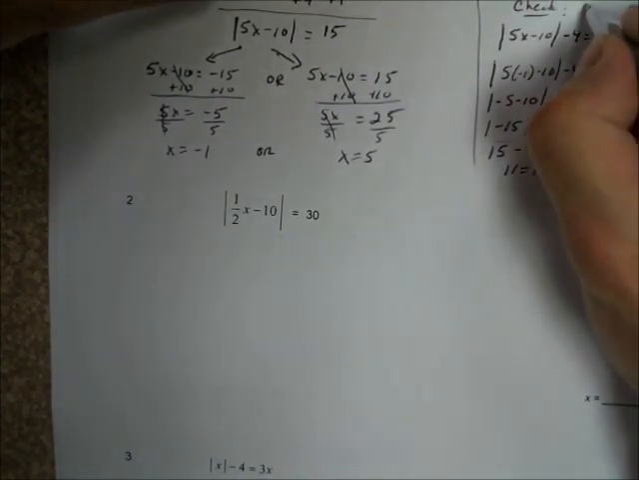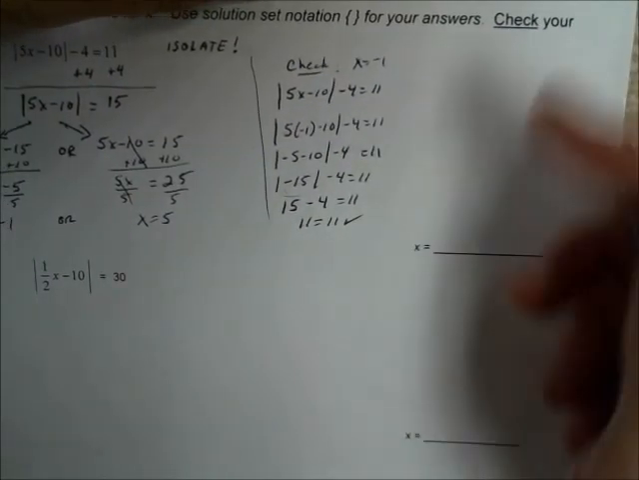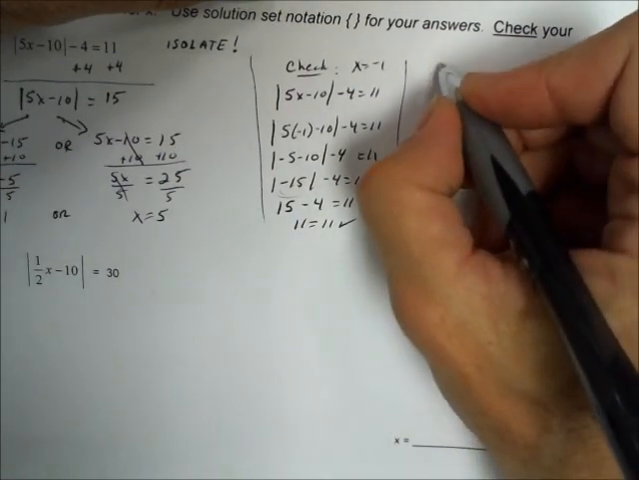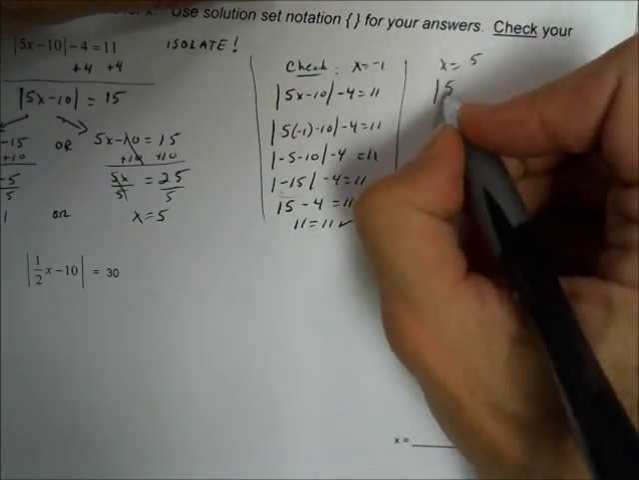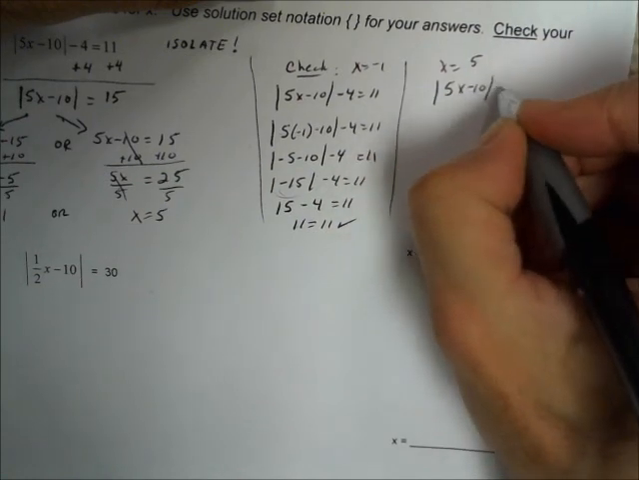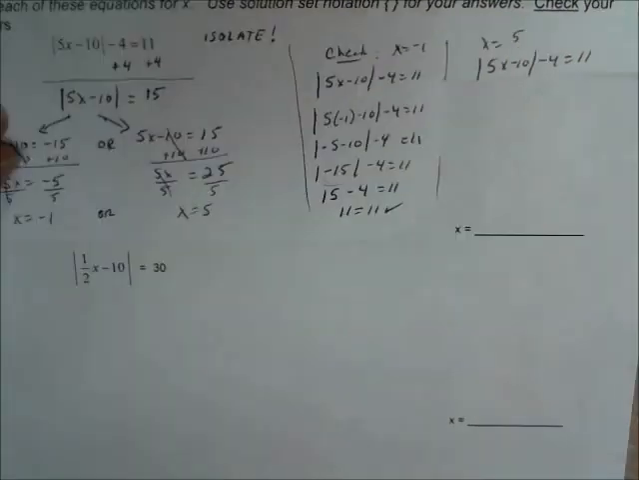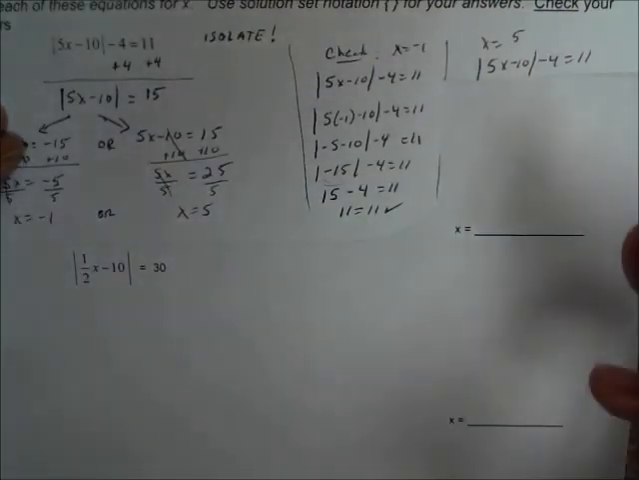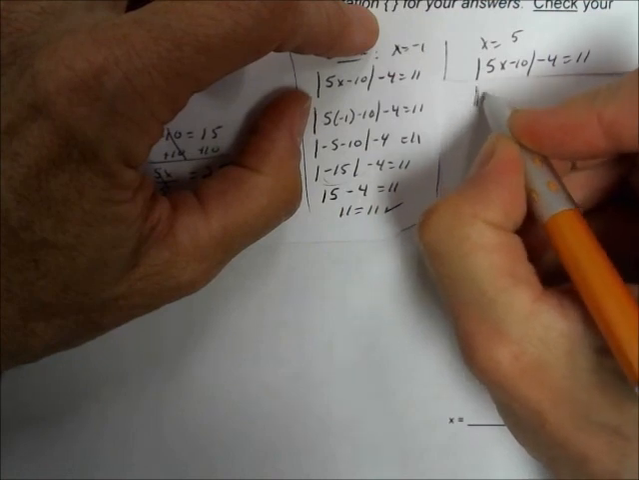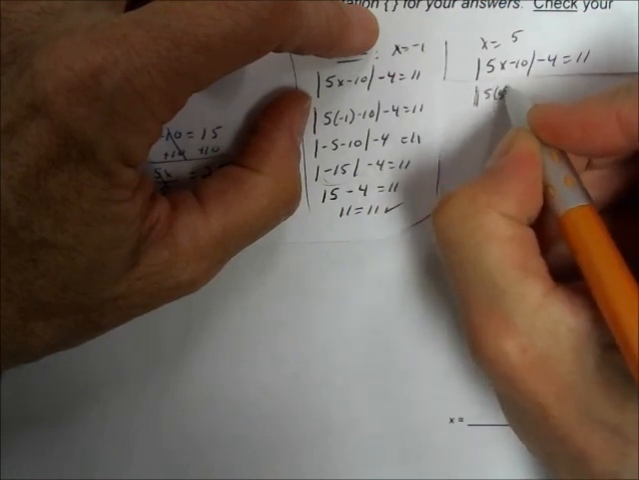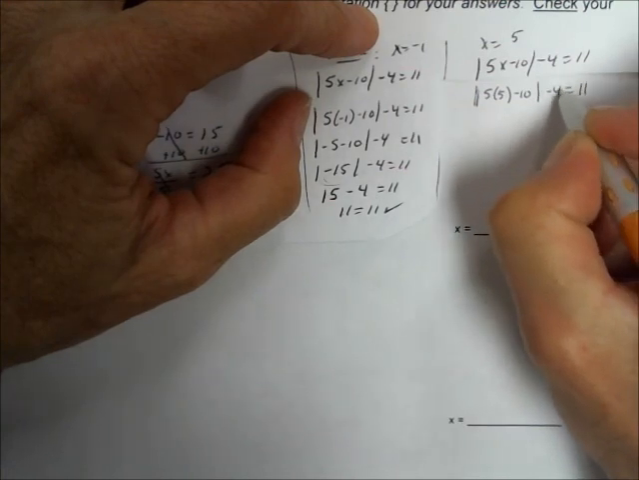So we're going to say check x equals negative 1 first. Now let's check on the other side, let's check x equals positive 5. So you start out with the original equation, absolute value of 5x minus 10, minus 4 equals 11. Now you're going to substitute x equals 5 in. So you have the absolute value of 5 times 5 minus 10, minus 4 equals 11.